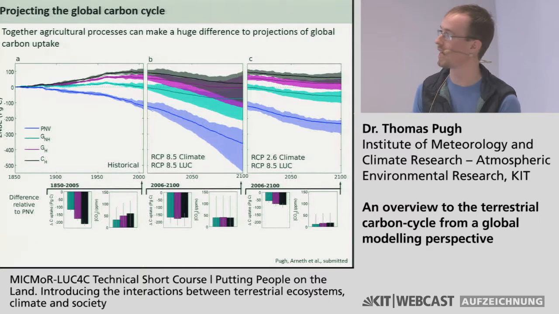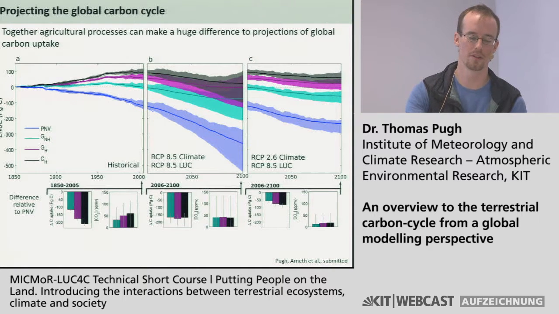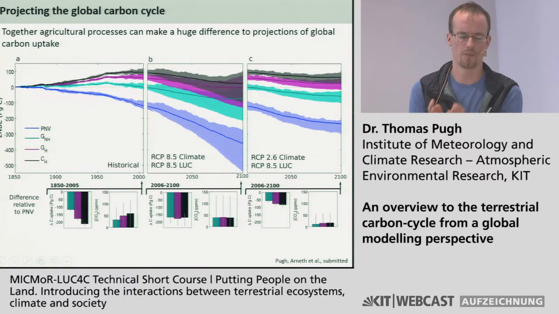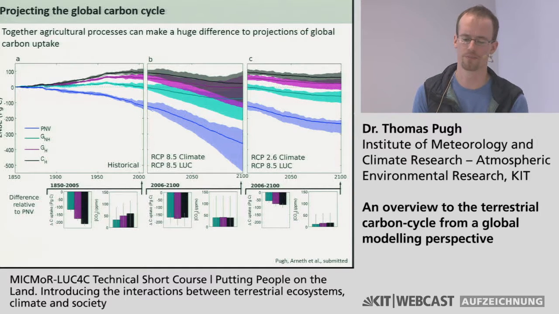Just to go back to the agriculture briefly, these are some simulations we made with LPJ-GESS, looking at the effect of those different agricultural representations I showed you earlier. So this is the change in the net biospheric uptake of carbon. The negative values are uptake. The blue line is if we just have potential natural vegetation running into the future. So this is historical, this is RCP 8.5 climate, RCP 2.6 climate. If we just have potential natural vegetation, we have a strong uptake of carbon, as you'd expect, I guess.